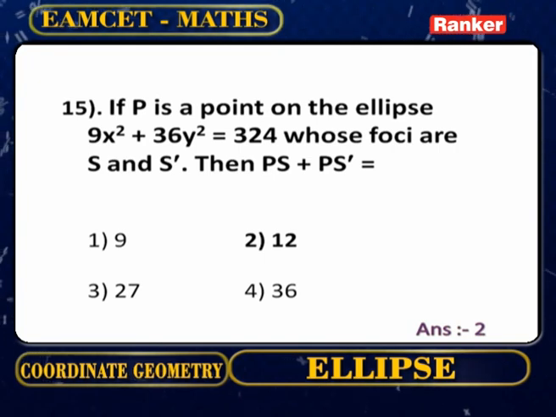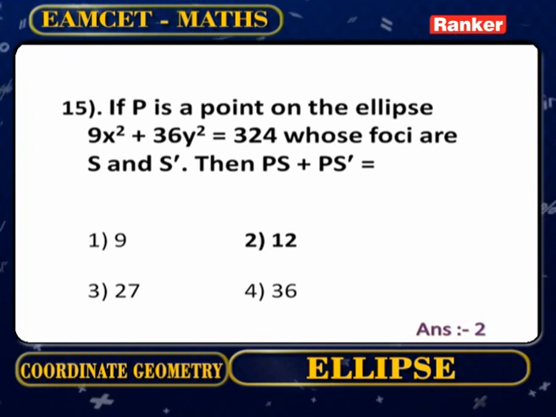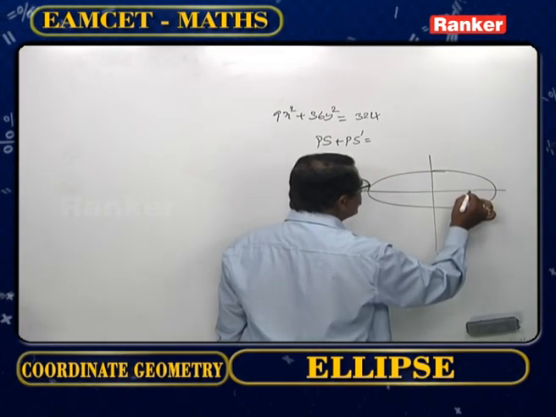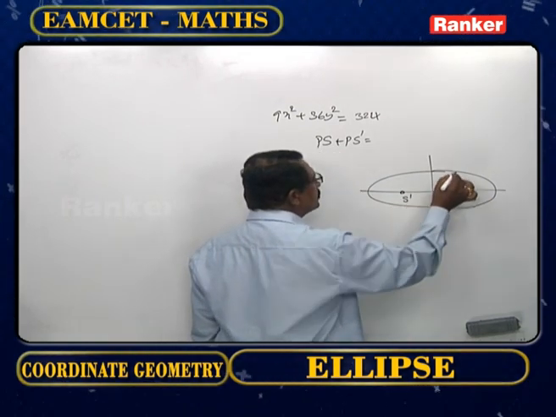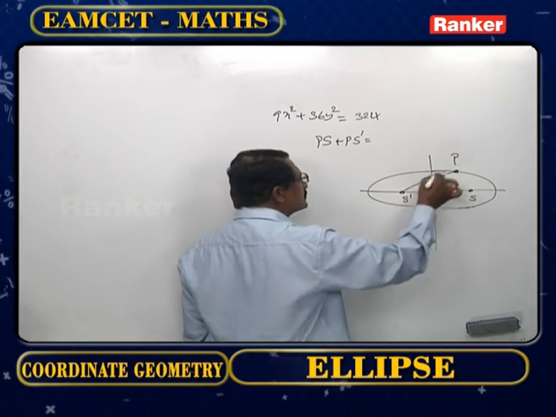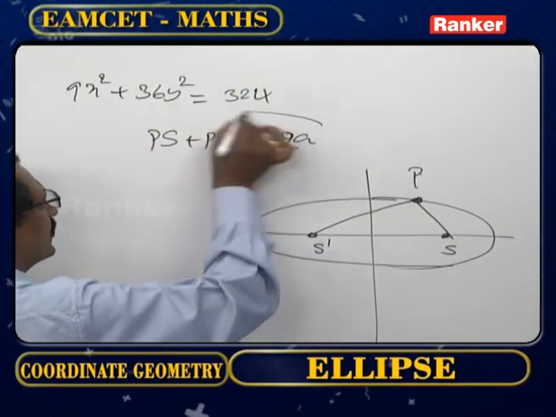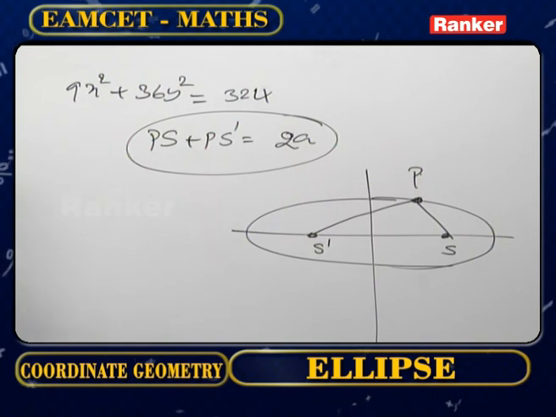If P is a point on the ellipse 9x square plus 36y square equals 324, whose foci are S and S', then PS plus PS' equals. Now suppose S and S' are foci of the ellipse and P is any point on the ellipse, then the sum of the focal distances SP plus S'P equals the length of the major axis, 2a.